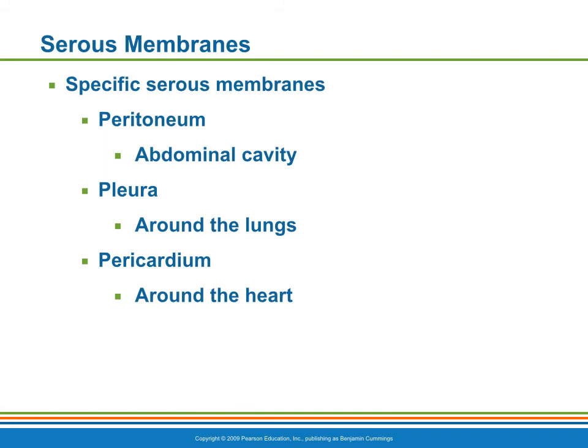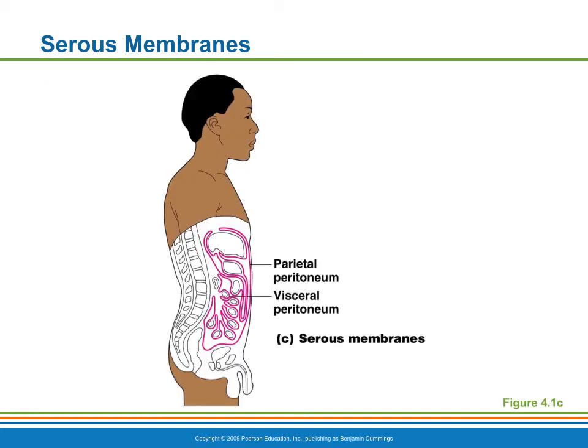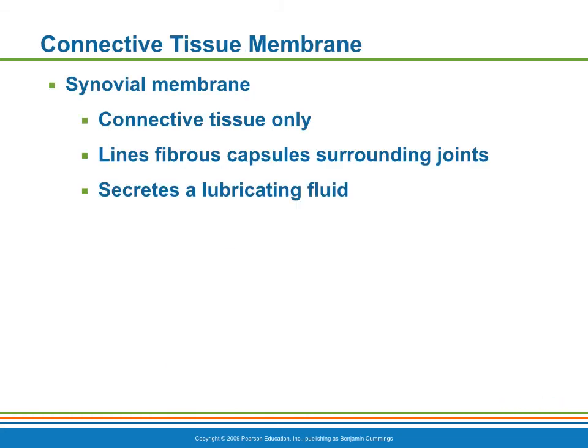Now there are 3 types of specific serous membranes. There's the peritoneum, which is around the abdominal cavity, the pleura, which is around the lungs, and the pericardium, which is around the heart. The connective tissue membrane is called synovial membrane. It's the only connective tissue that we have that is a membrane. It lines fibrous capsules surrounding joints, and it secretes a lubricating fluid.